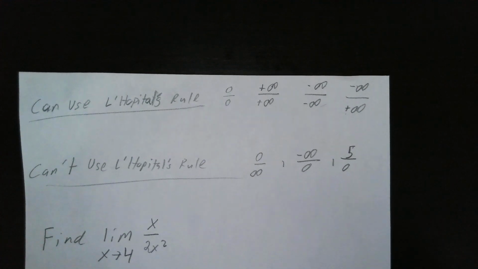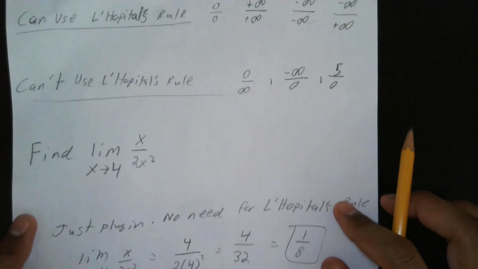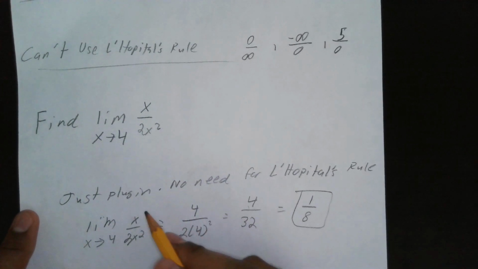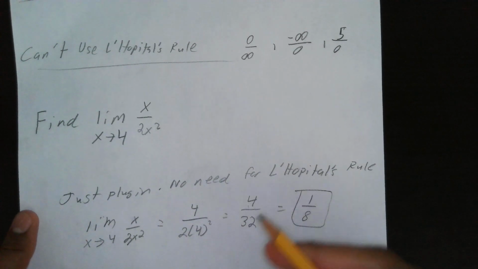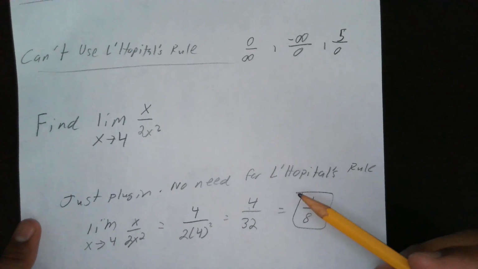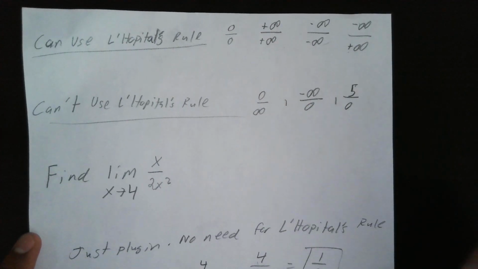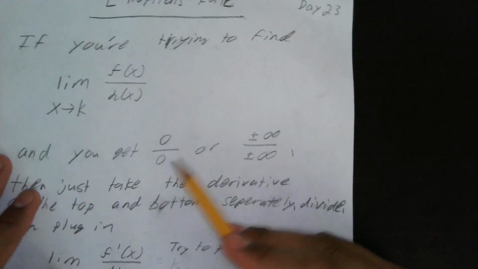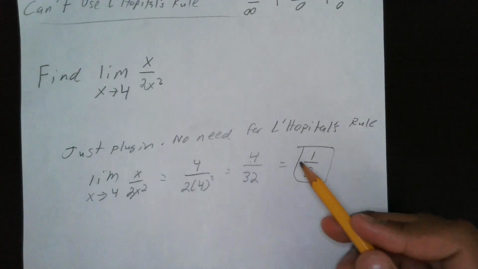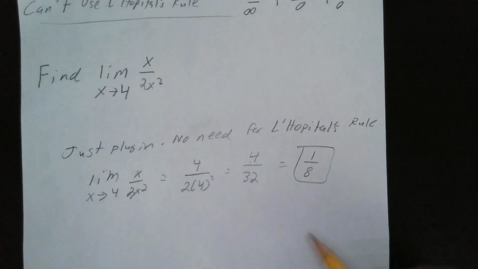Alrighty, so it turns out you don't need to use L'Hopital's rule. You can just plug right in: if you plug in 4, you get 4 over 32, which is equal to 1/8. You didn't need to use L'Hopital's rule, and besides, you didn't even meet the conditions. Remember, the conditions were either 0 over 0 or plus or minus infinity over plus or minus infinity. We didn't meet that condition here, so we could not have used L'Hopital's rule. Let's move on to the next problem.